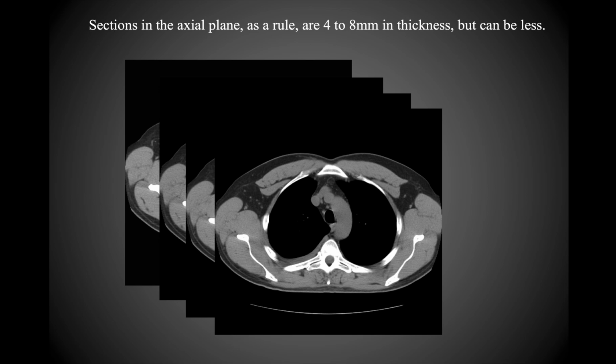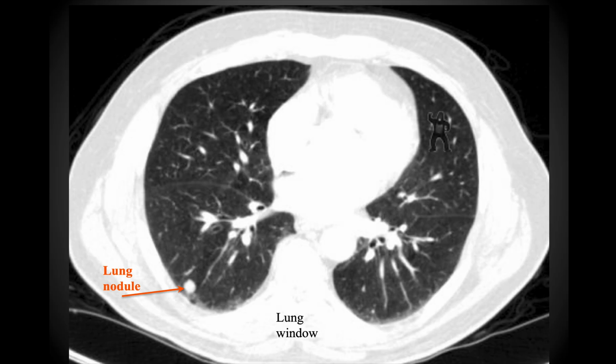You also want to remember that when you're looking at a cross-section or an axial view of either an MRI scan or a CT scan, you're standing at the patient's feet and you're looking up into the patient. So the patient's right is going to be on your left and the patient's left is going to be on your right. So always keep that orientation in mind.